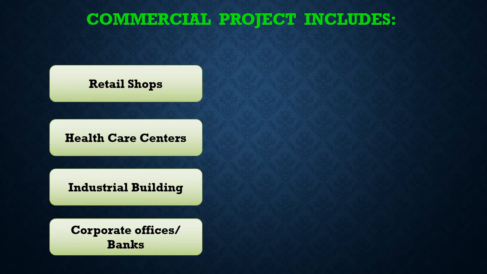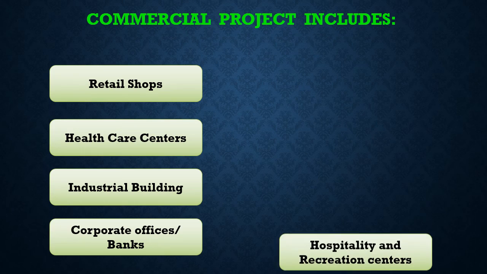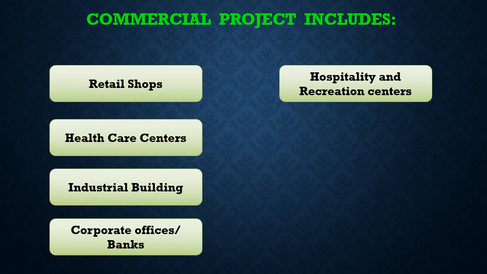Next is the corporate offices or banks. All the types of offices, offices of advocates, offices of architects, interior designers, or offices of any corporate areas, and all the types of banks, nationalized banks, private banks, cooperative banks, their branches, all come under the corporate offices and the bank category.